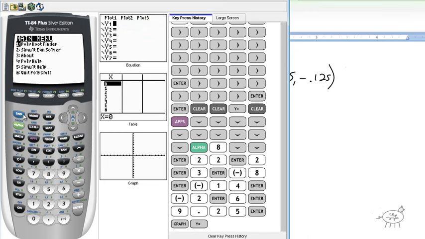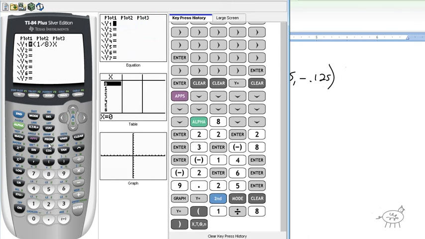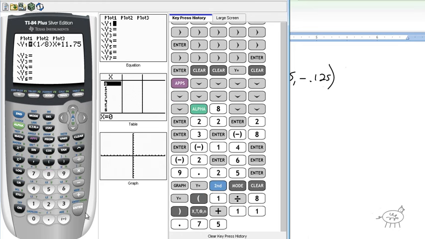Let's quit out of this. Quit out of here. And we got y equals (1/8)x plus 11.75. You can write parentheses, they're nice. You don't necessarily need these here because order of operations would be okay, but I'm just going to do it. Okay, that's the first equation.